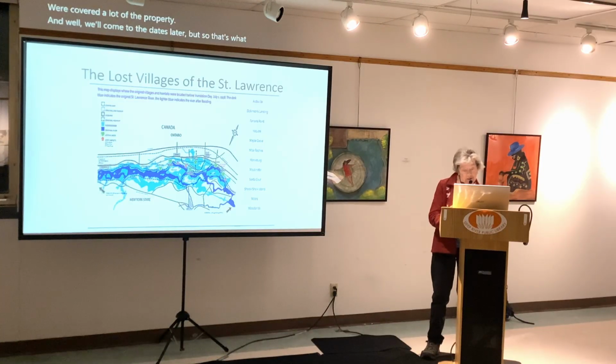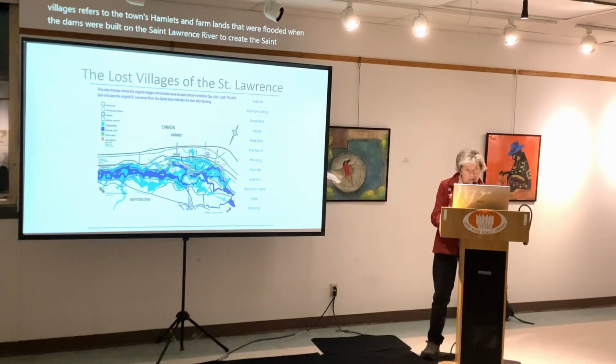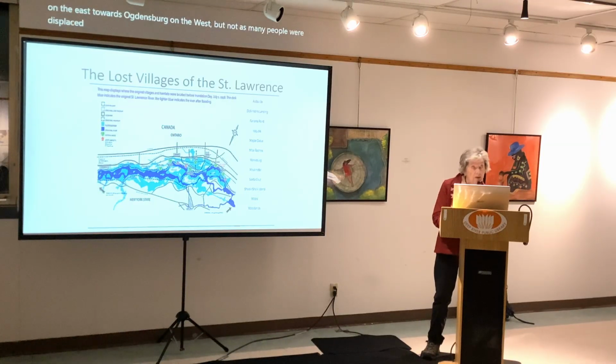So the Lost Villages refers to the towns, hamlets, and farmlands that were flooded when the dams were built on the St. Lawrence River to create the St. Lawrence Seaway. This was between Cornwall, Ontario on the east side and Iroquois, Ontario on the west side. The flooding also affected New York State on the south side from Messina on the east towards Ogdensburg on the west. But not as many people were displaced in New York State, and I'm not going to say much about that side.